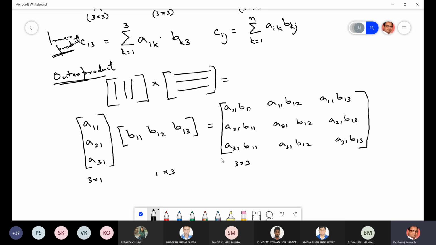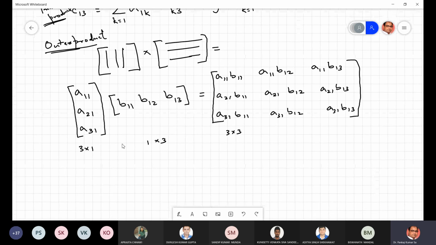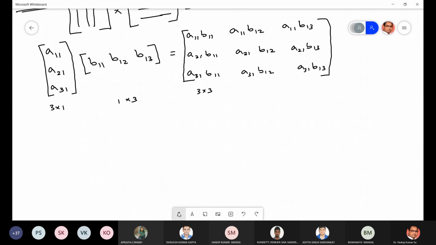So what is the meaning of this? I do the same thing for the second column, second row, third column. In that way, I can add them together. Finally, I get the matrix. That is how it can be done. But then let us try to understand what is the meaning of this. Can you infer something from here?